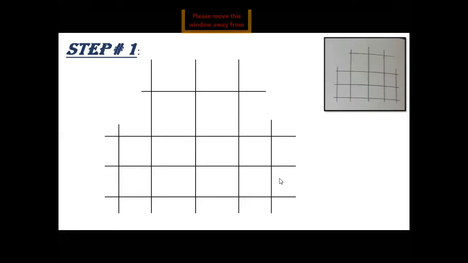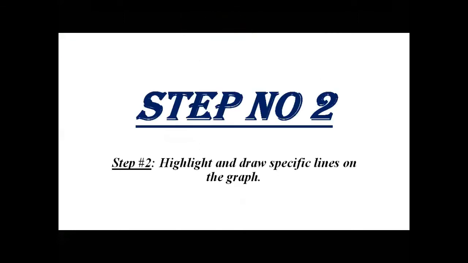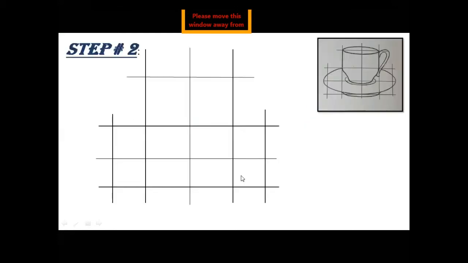Okay, student, our graph is ready to draw cup and saucer. Now we will move towards the point number 2 and the step number 2. In the step number 2, we will highlight and draw specific lines on the graph. As the graph is already made, in this step number 2 we will just draw some extra and specific lines on it.